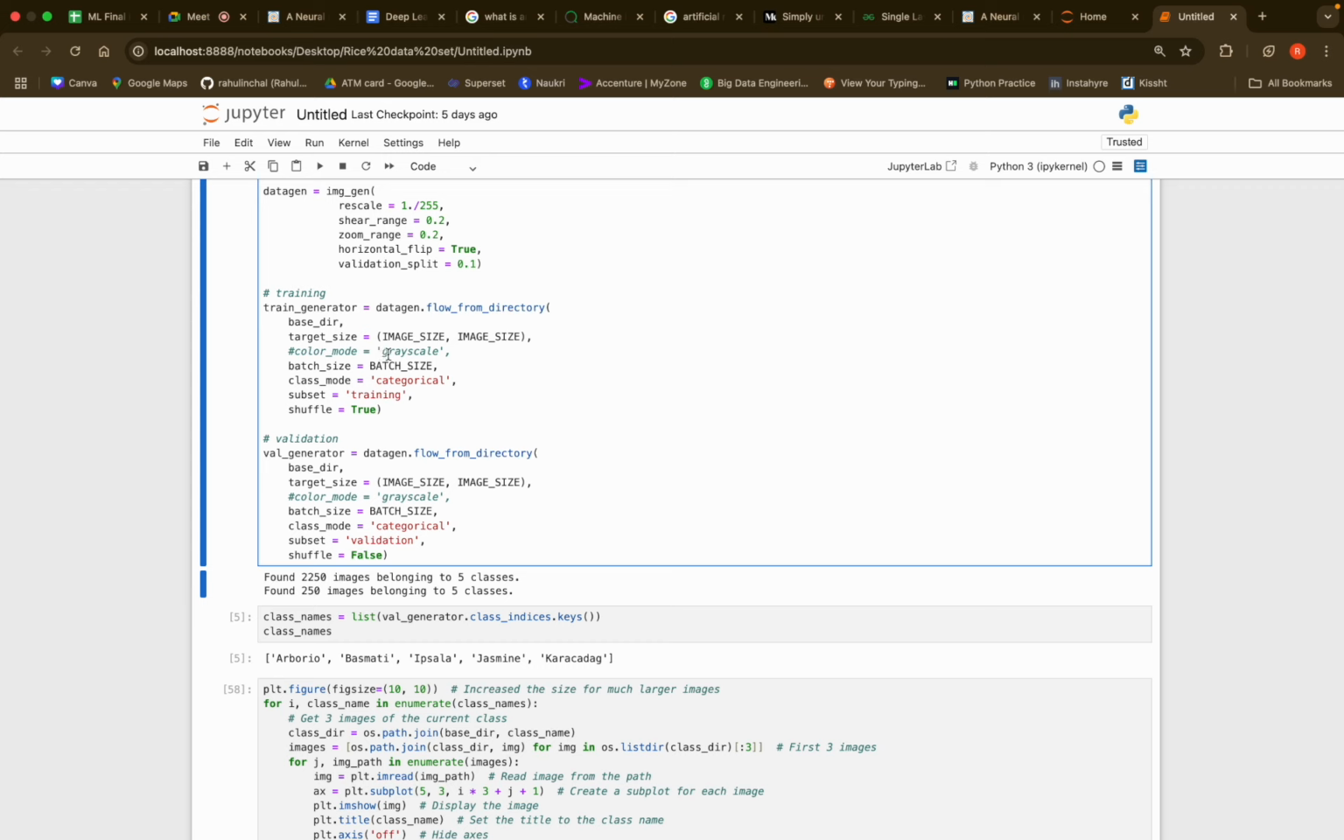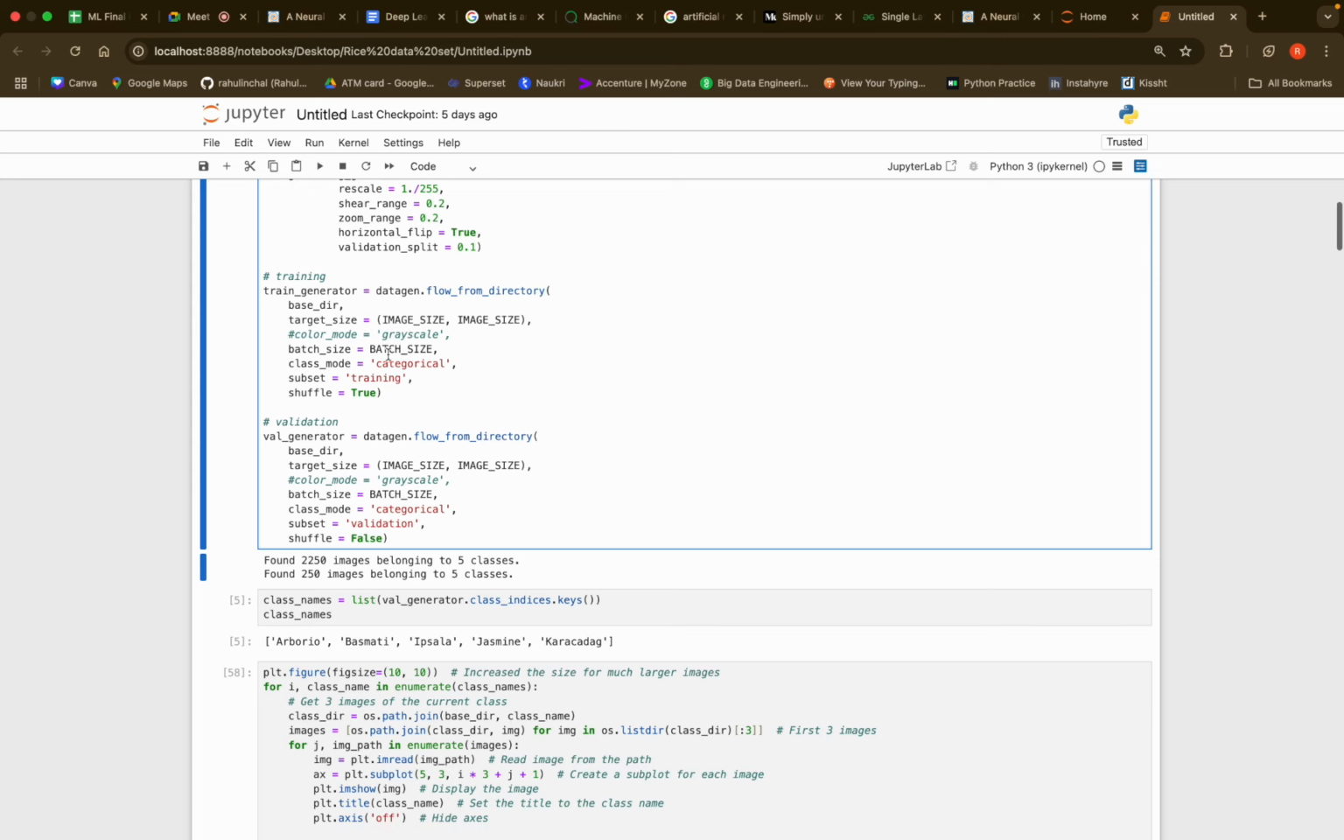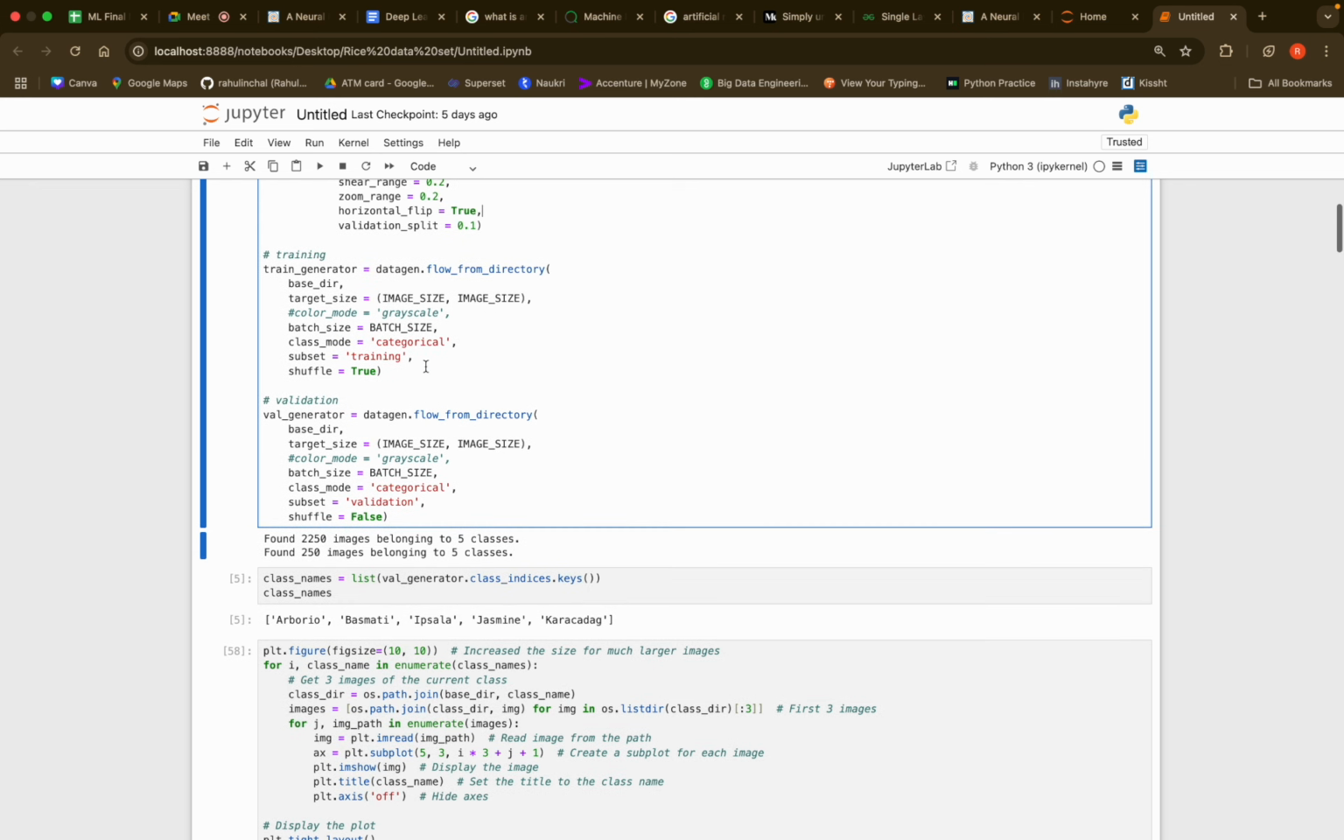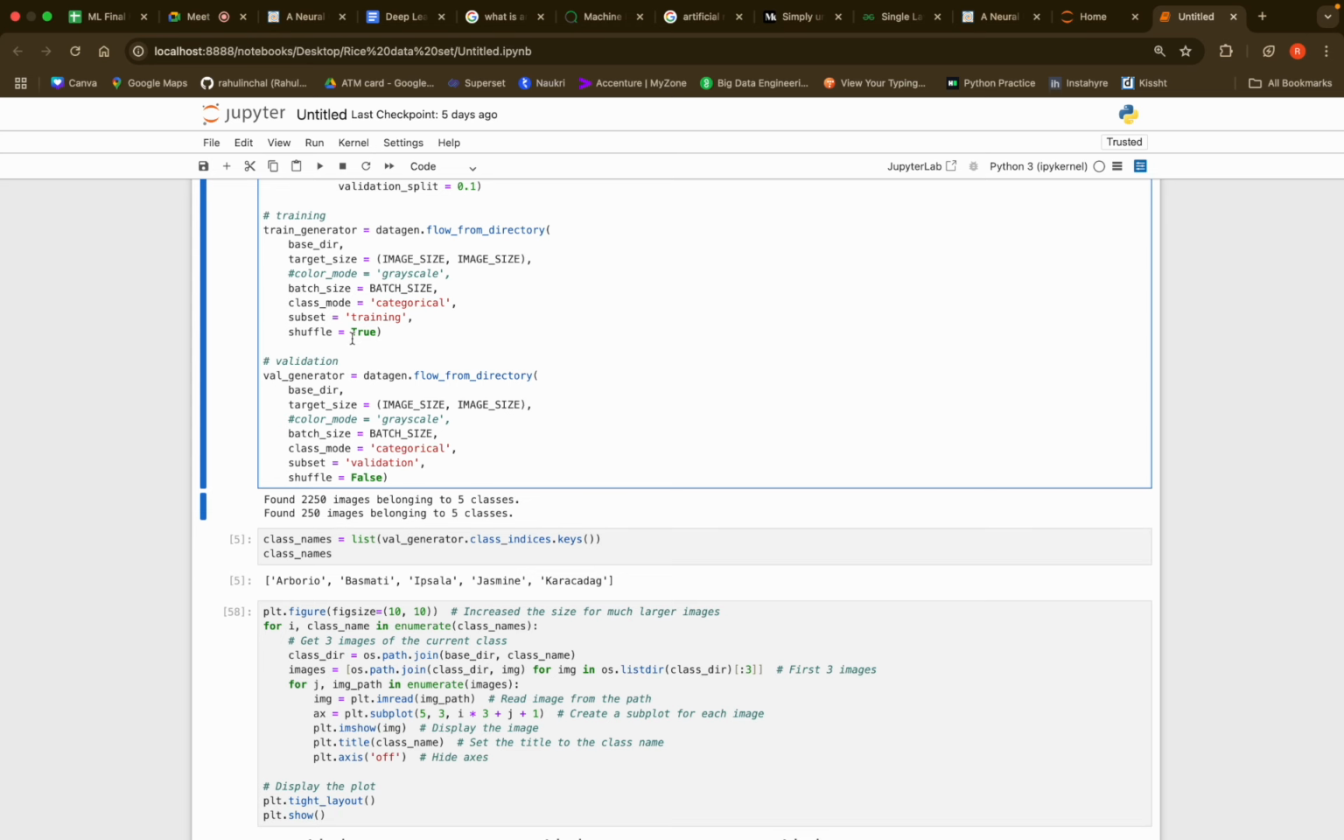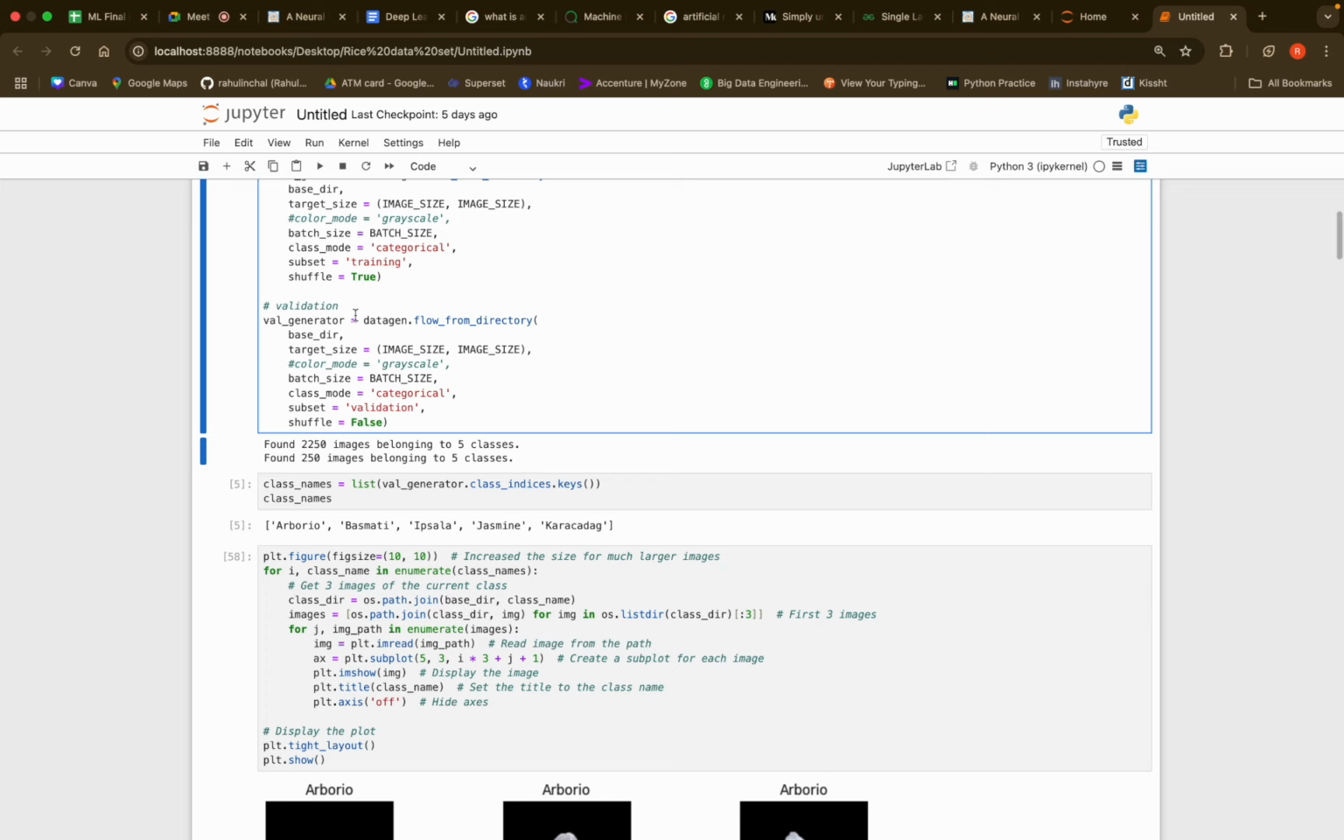Color mode I kept as grayscale, but then again you can change it. By default it is RGB. If you want to train on grayscale, you have to mention that. Batch size, class mode categorical, because I have my 5 categories. Subset is my training. I want my model to train on my training data, right? I want to shuffle as well. Shuffle, I kept it as true.